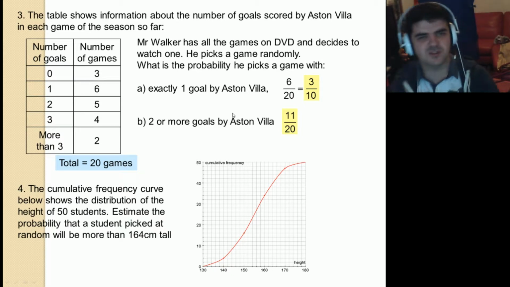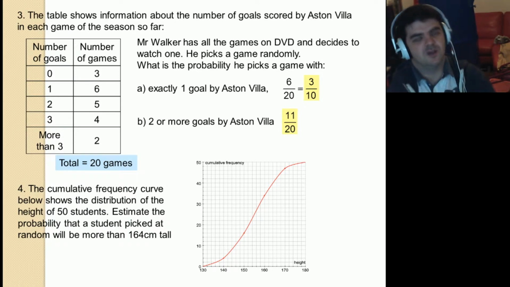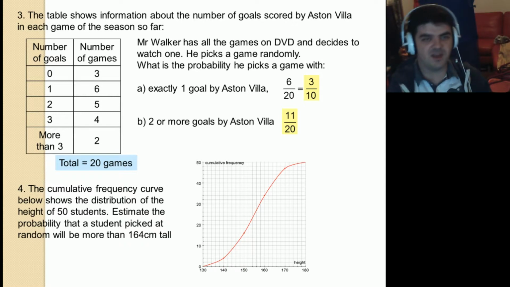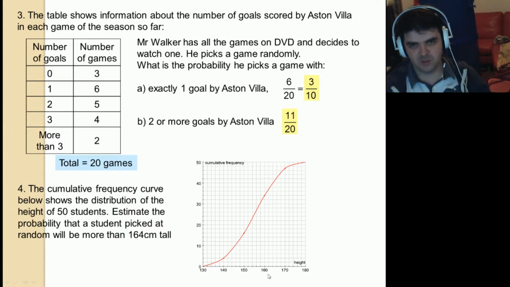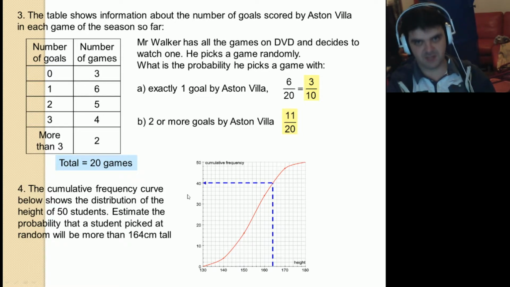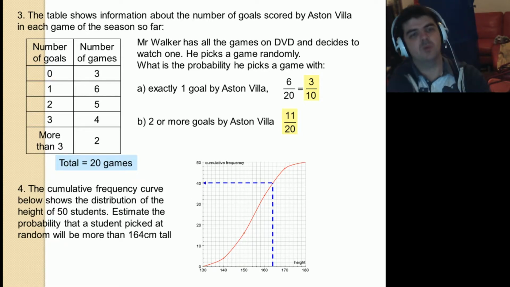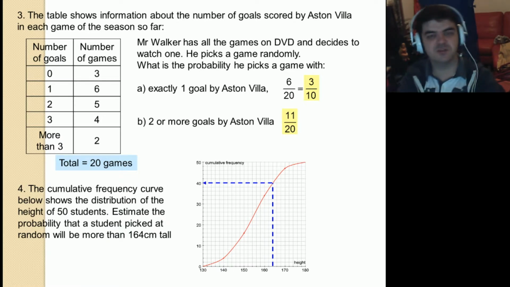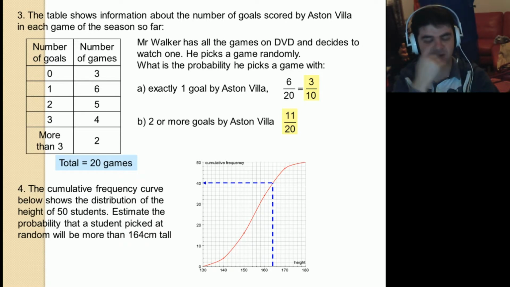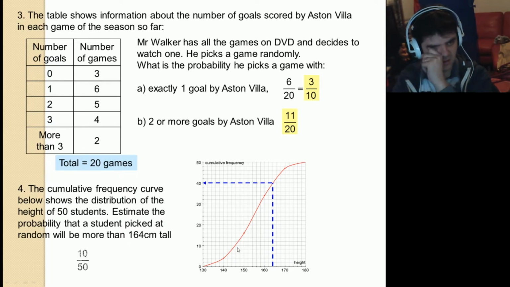Last one, since we've just done cumulative frequency graphs or curves. The cumulative frequency curve below shows the distribution of the height of 50 students. Estimate the probability the student picked at random will be more than 164 centimetres tall. So you would go to your graph, find 164, draw your line up, draw it across. It'll look a bit like that, and we'll get to 40. Well, there's 10 students who are higher than that. So it'll be 10 out of the 50 students altogether, or 1/5.